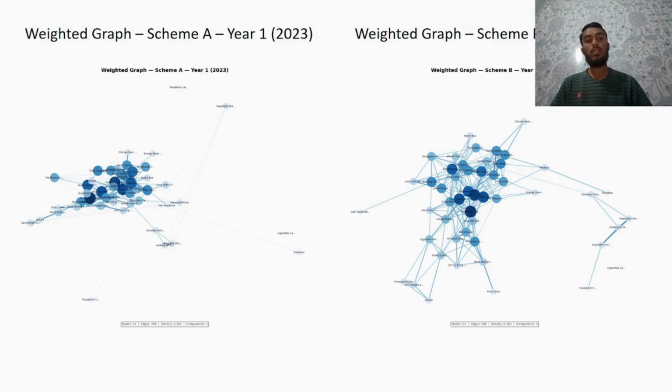Scheme B uses the average cosine similarity across all 17 cities. A city where petrol and diesel are almost perfectly aligned scores near 1. A city where they barely correlate scores near 0.2. Averaging these gives a single continuous measure.